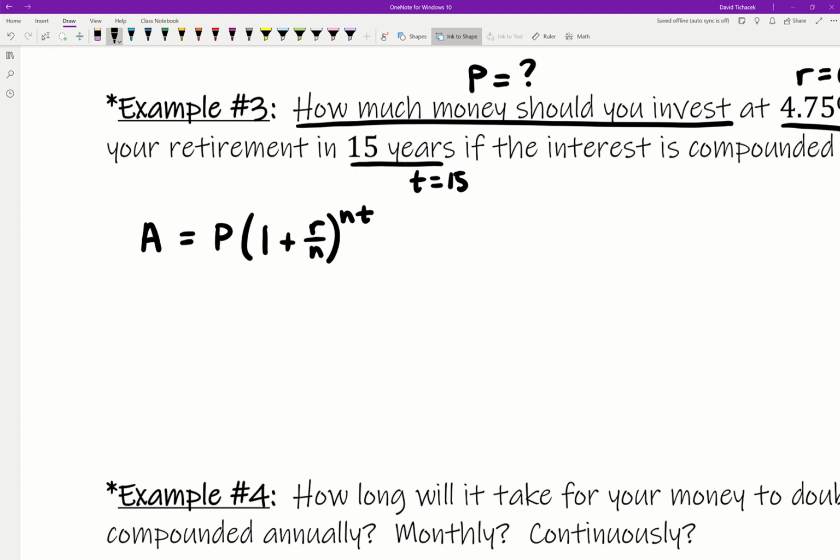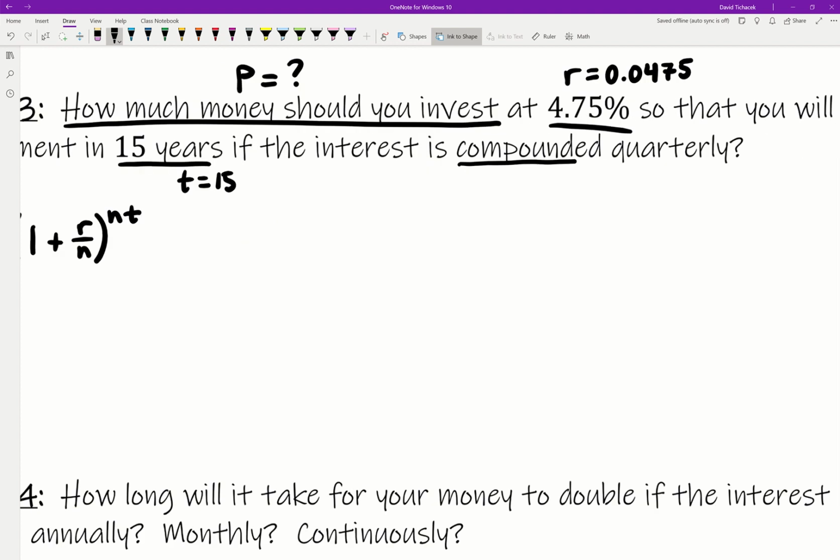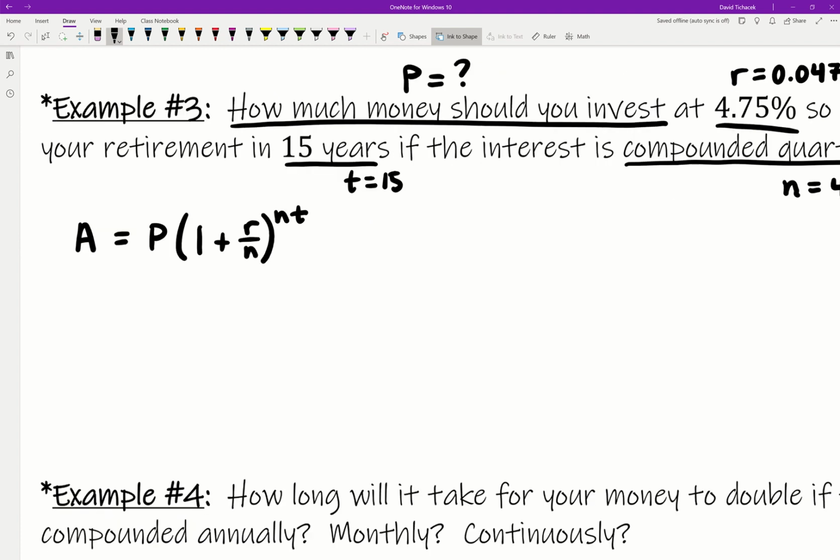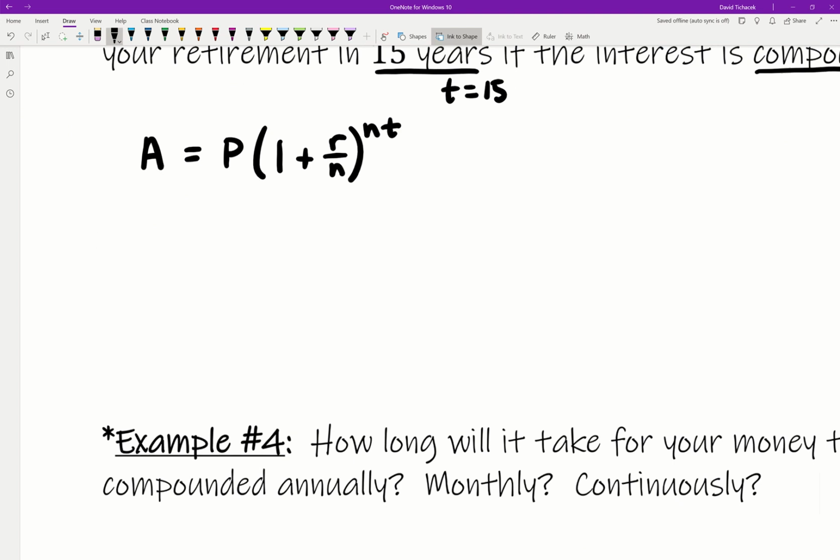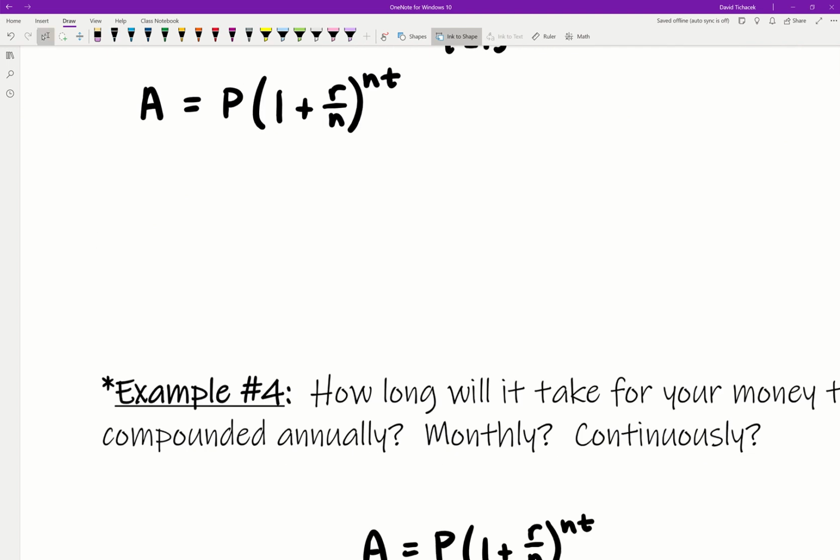If the interest is compounded quarterly, okay? So if you ask yourself how many times per year is that, if it's quarterly, that's going to be 4 times. You split up the year into quarters, and it's going to be once for each one of those quarters. And so now we have everything that we need to punch into our formula here, and then what we need to figure out is what P is going to be in this formula.